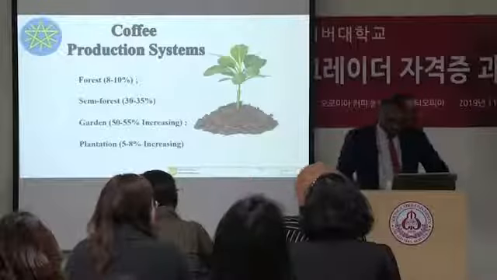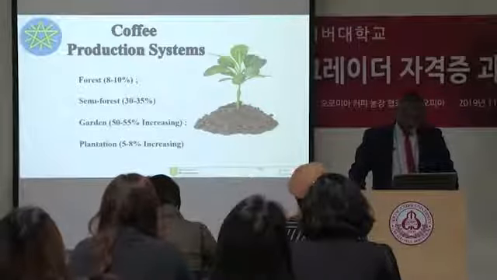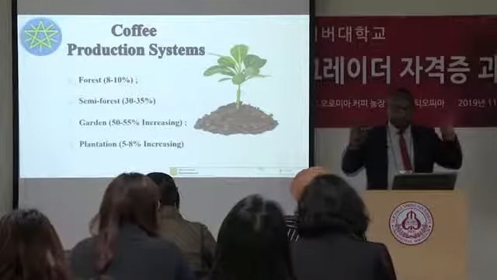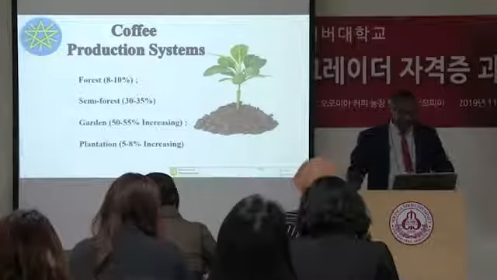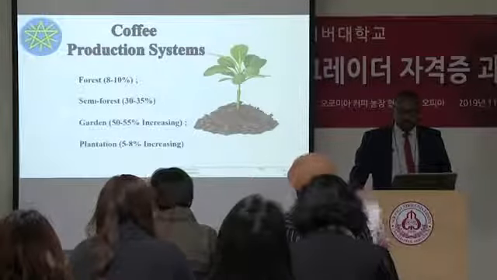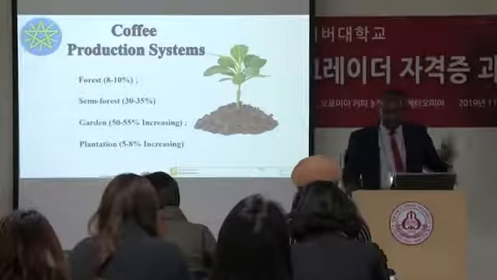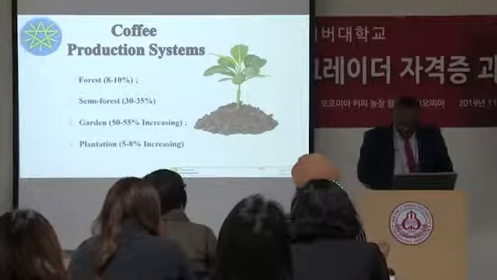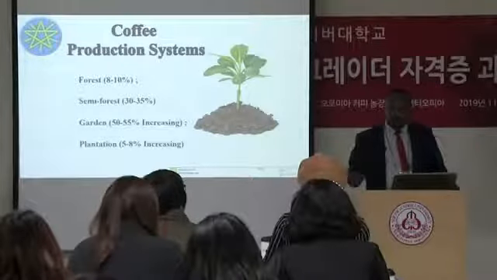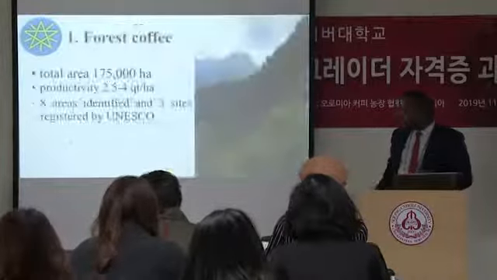Thank you. Let me start from the first PowerPoint. There are different systems of coffee. In Ethiopia, we have 4 types of systems of coffee production. The first one is forest coffee. The second one is semi-forest coffee. The third one is garden coffee, and the fourth is plantation coffee. These are the major 4 types of how coffee is produced in Ethiopia. So when we come to the next.